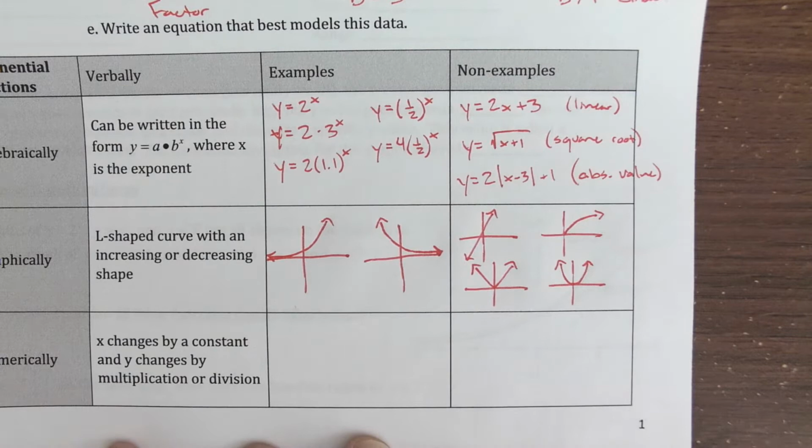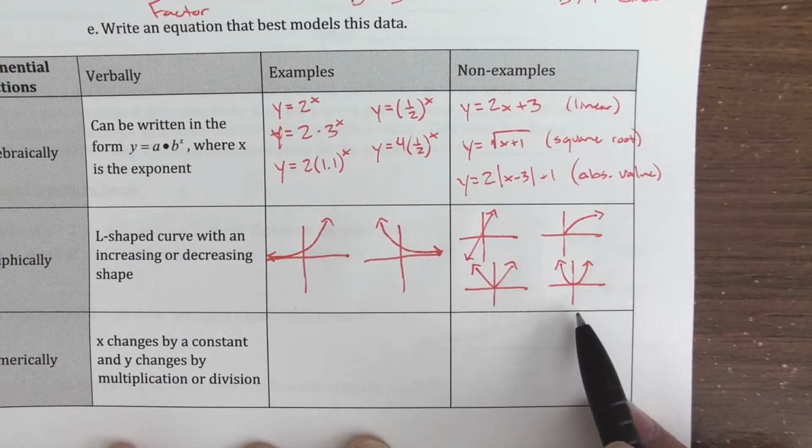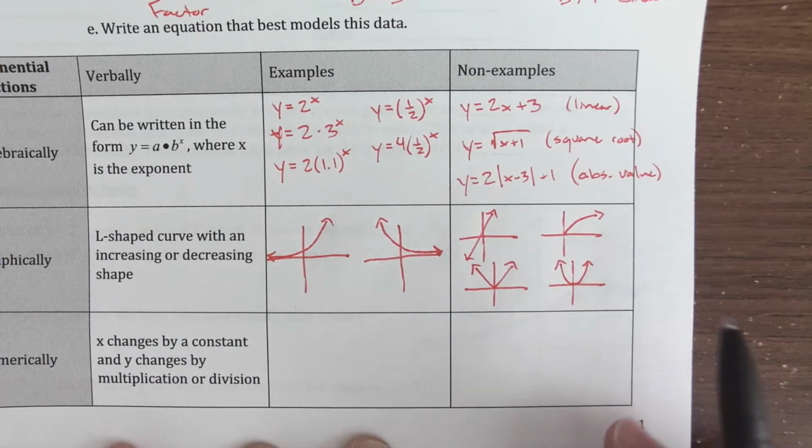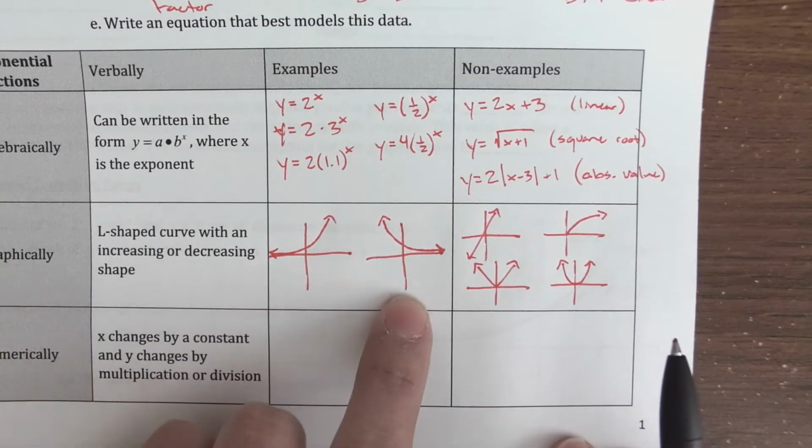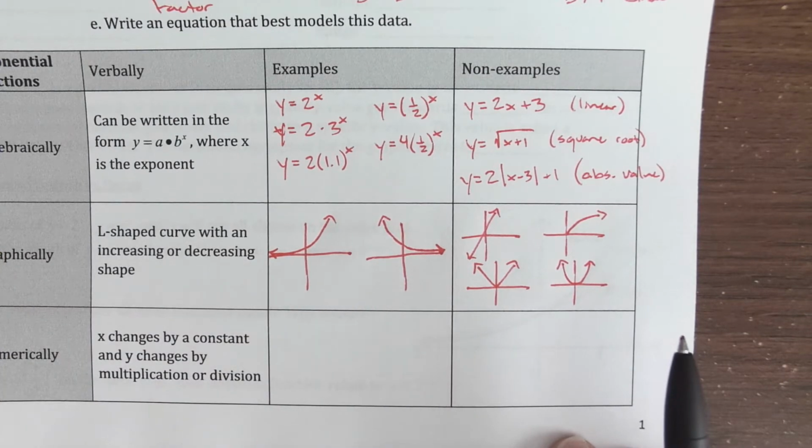And I just want to point out the distinction between a power function and the exponential function. The parabola, or like x squared, would be an example of a power function, whereas these graphs here represent exponential functions.